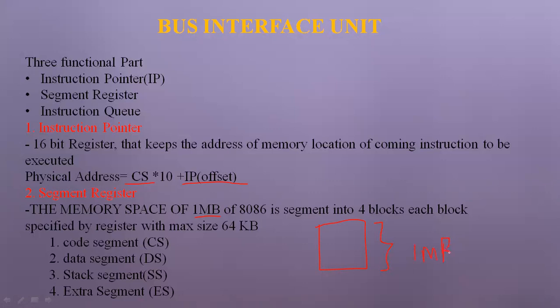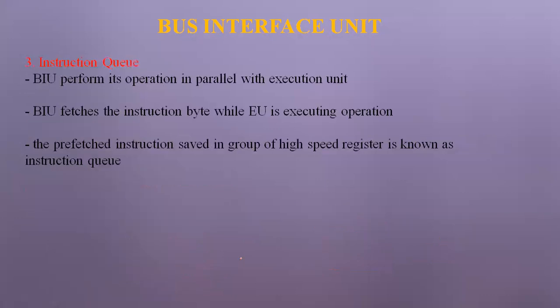This can be divided into four different types of registers. Each register size is 64 kilobytes. Code segment is 64 KB, data segment is 64 KB, stack segment is 64 KB, and extra segment is 64 KB. So the total size of the segment register is 1 MB.